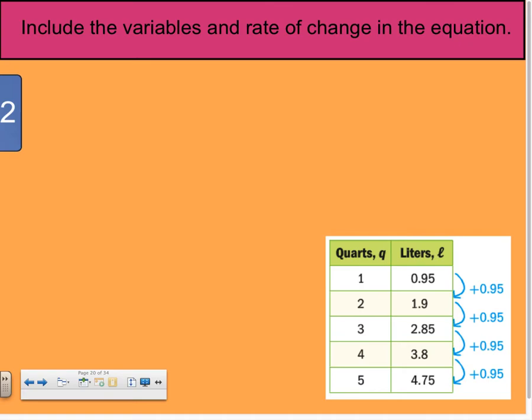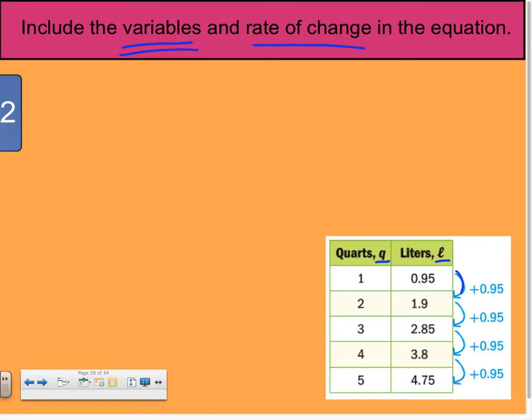We have two variables in this problem. We've got quarts represented by Q, so that's our first variable. And we've got liters represented by L, that's our second variable. So we're using these two variables, and we're using the rate of change. And the rate of change is something we're going to have to find in this table.